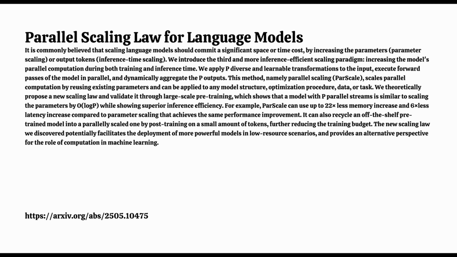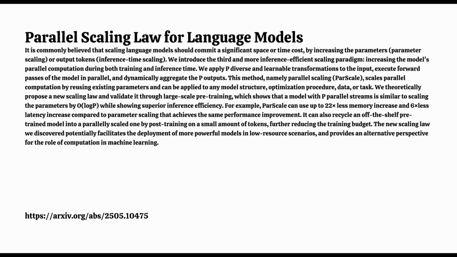Okay, let's try and wrap this up. The key takeaway seems to be that ParScale offers a different way to scale language models, focusing on parallel computation rather than just size. Right. And it seems to be much more efficient during inference when you're actually using the model, delivering performance gains similar to larger models, but with significantly lower memory and latency costs. Which, as we discussed, could be really important for getting powerful AI into more places, especially those with limited resources. It potentially broadens where and how these advanced models can be deployed.